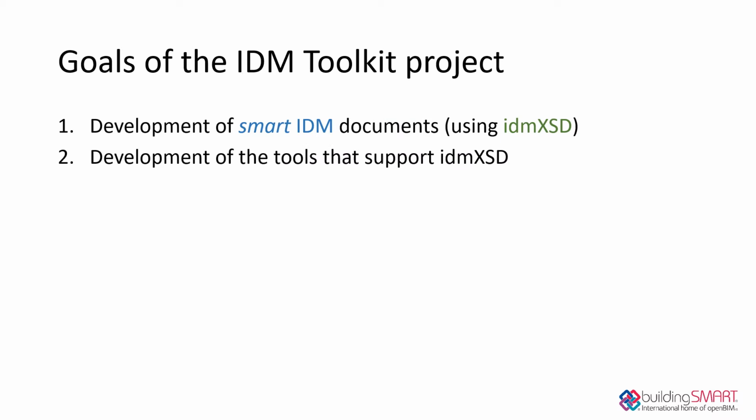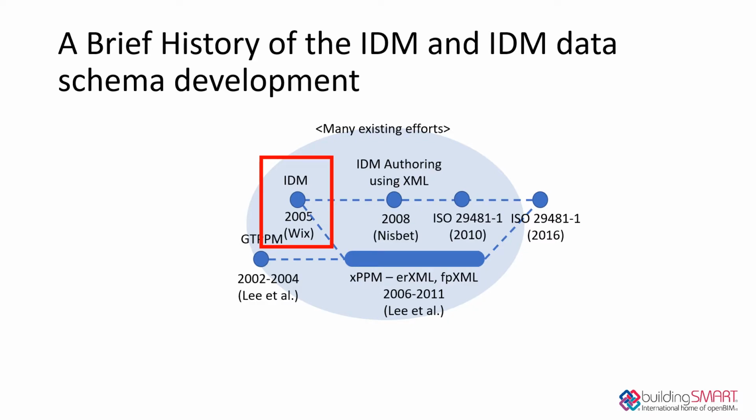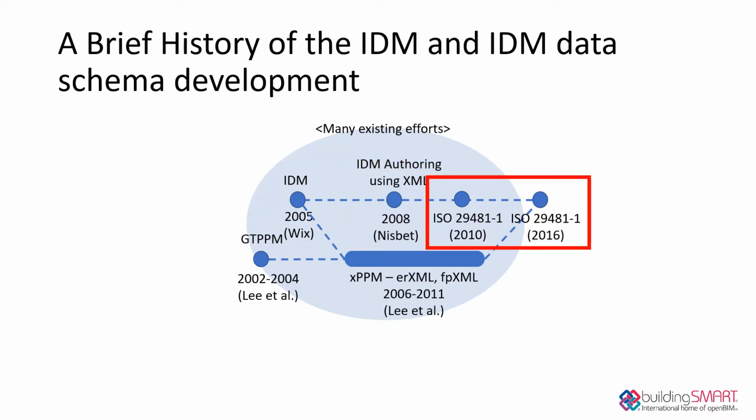The second goal of the IDM Toolkit project was to invite software developers and develop software applications to support IDM XSD. This was not the first attempt to develop an IDM data schema, and there have been several efforts. The IDM standard, as we know today, was first proposed as the IDM guide by Jeffrey Weeks in 2005. The Jeffrey Weeks' IDM documentation guide became an international standard as ISO 29481 Part 1 in 2010. Then it was updated in 2016.